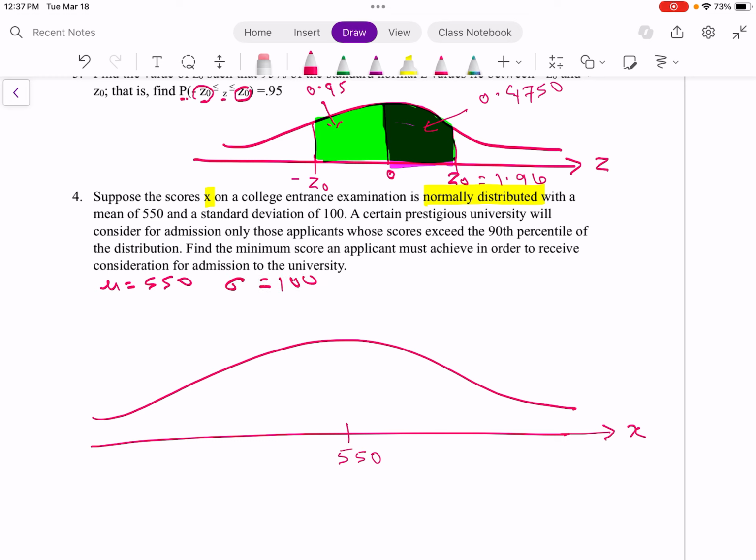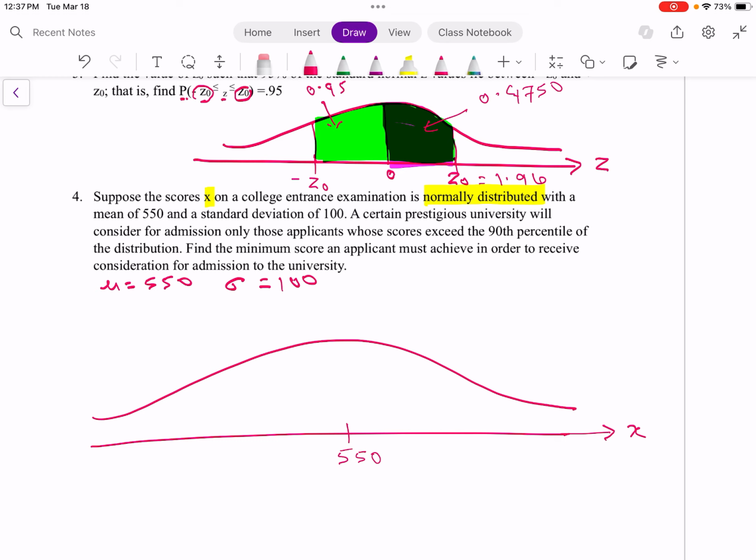A certain prestigious university considers for admission only those applicants whose scores exceed the 90th percentile of the distribution. So if your score exceeds the 90th percentile of the distribution, then you get the admission. Find the minimum score an applicant must achieve in order to receive consideration for admission to the university. Now, what does it mean by 90th percentile?